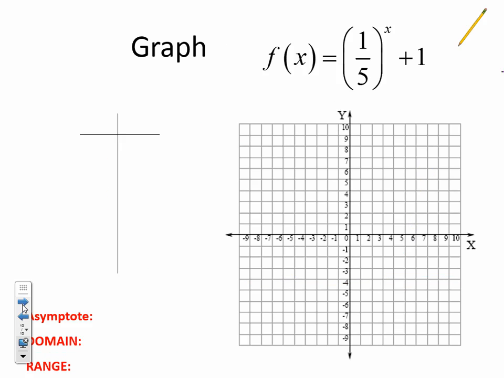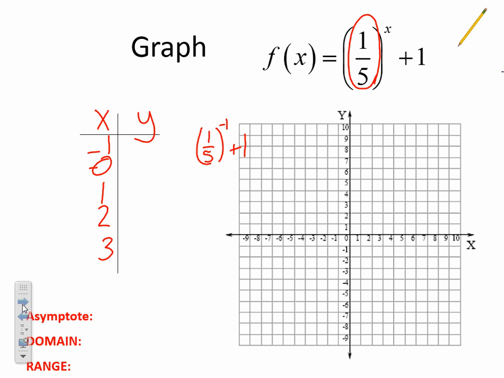So let's do one more example. This one appears to be a decay. Do you see how we know? Instead of having a 2 or a 3 or a 4 there, I have a base value between 0 and 1, a 1/5. That's going to make this decay. So I'm going to use my xy table here and choose some values. Maybe again negative 1, negative 2, 0, 2, 3. And then we're going to plug those in. So 1/5 to the negative 1 power plus 1.